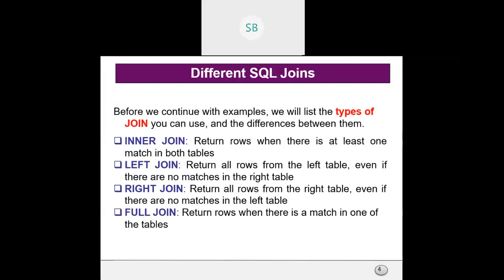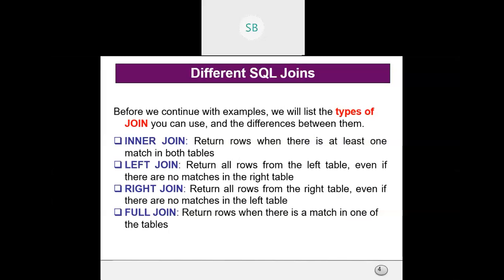Now these are the types of joins. We have already studied the types of joins in theory when studying the join operators. So we have the inner join. The inner join returns rows if there is a match in both tables. That is the intersection. If some values are common to both, it will print the result; otherwise it won't print.